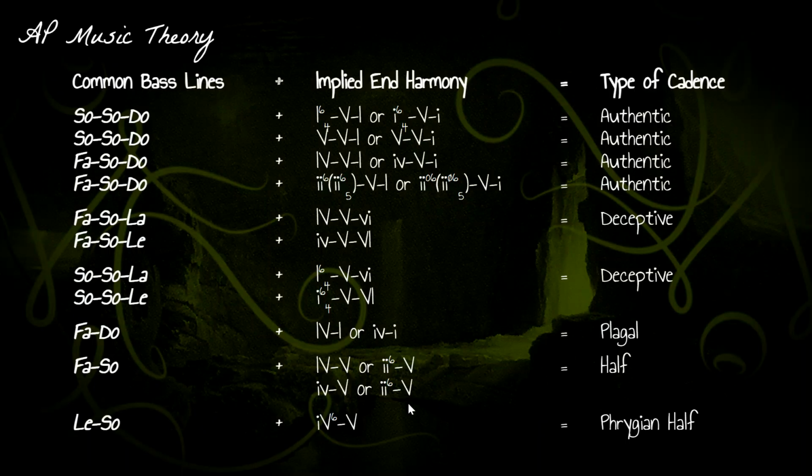Fa so, which is a half cadence, ends on the dominant, and it is either the subdominant or the supertonic in first inversion, in major or minor. And we have lay so, which is the Phrygian half cadence. This is misspelled. It should be a little v, small letter, and it is when we are moving from the subdominant in minor to a major dominant chord.